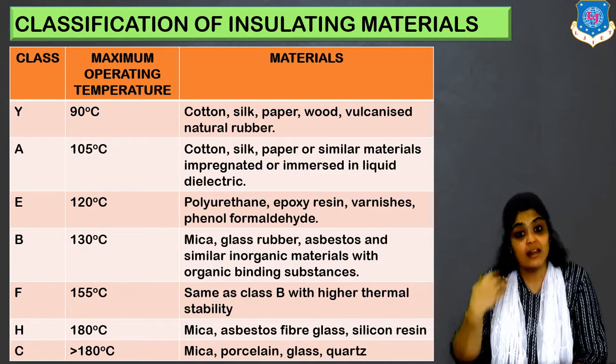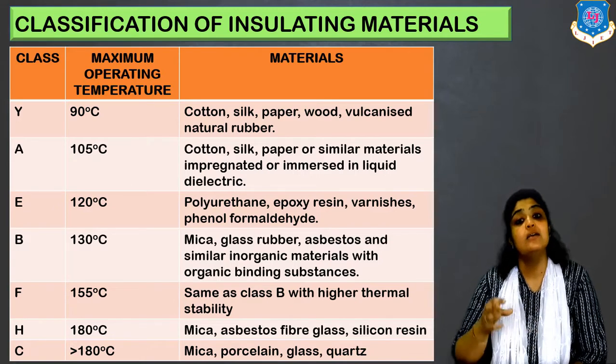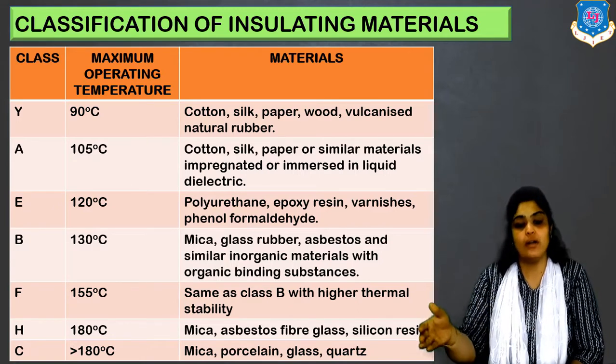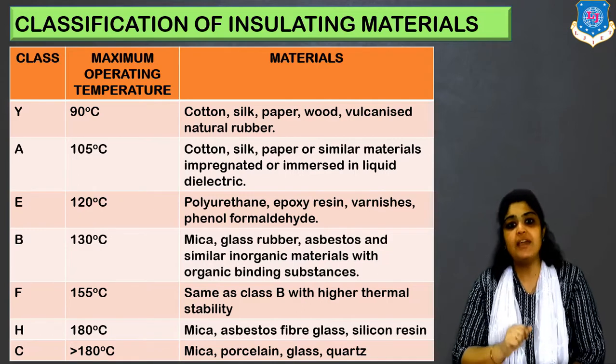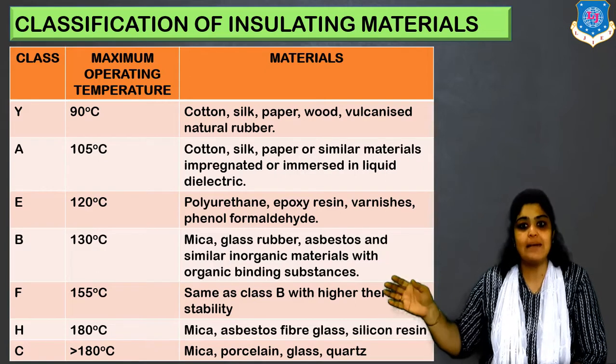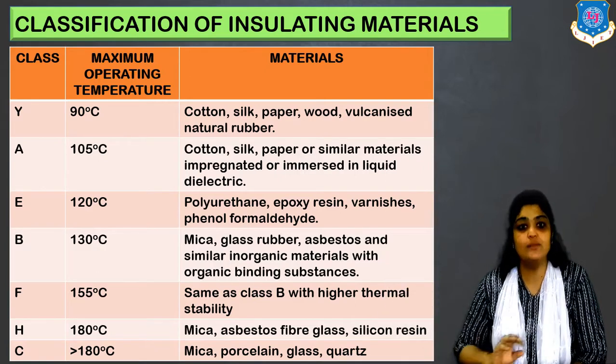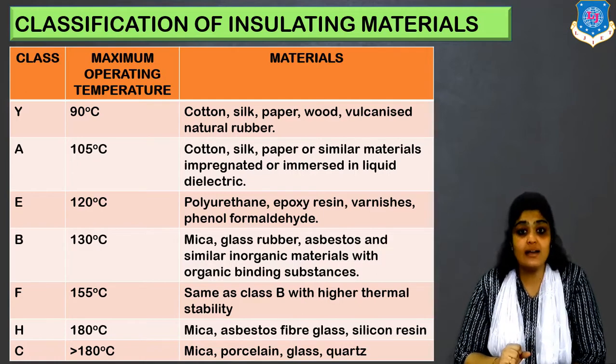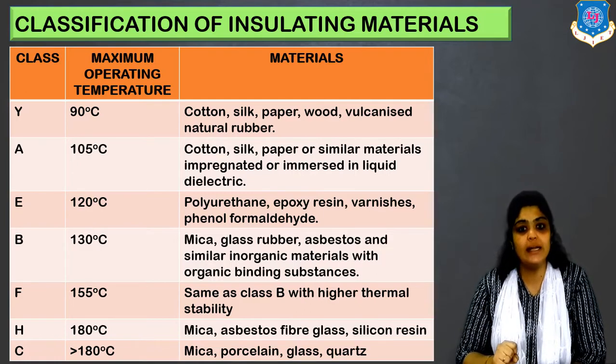What is the operating range of these materials? So we can use them in appropriate applications. We have E that has operating range of 120 degrees. Examples are polyurethane, epoxy resin, varnishes. These are all the materials which are under the class E, which can operate till 120 degrees Celsius.